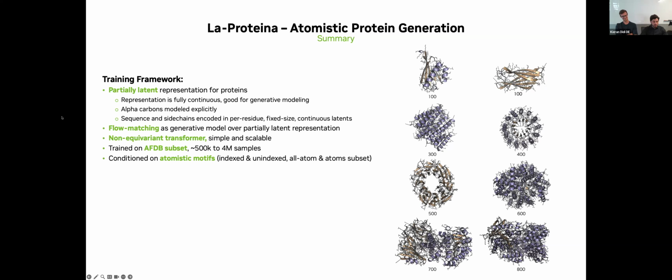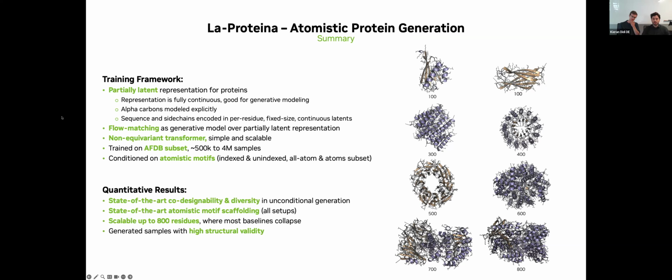So what are our results? We have state-of-the-art co-designability and diversity for unconditional generation, and state-of-the-art atomistic motif scaffolding. We are also quite scalable: we go up to 800 residues and still produce co-designable proteins at those lengths, where most baselines collapse to producing no co-designable proteins. We also have a nice analysis of the structural validity of the samples we produce, and we outperform the baselines there as well.